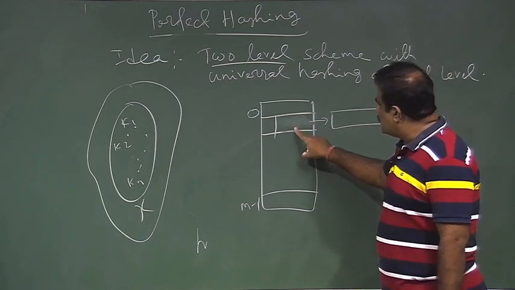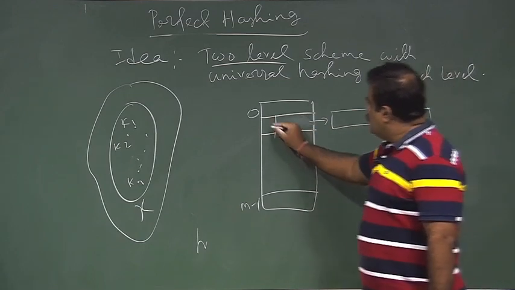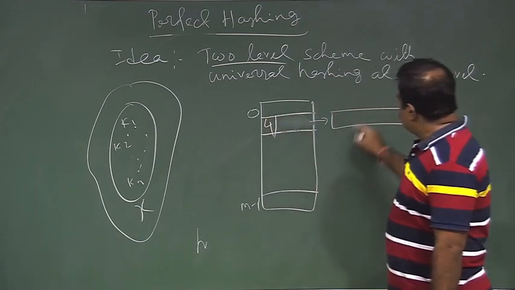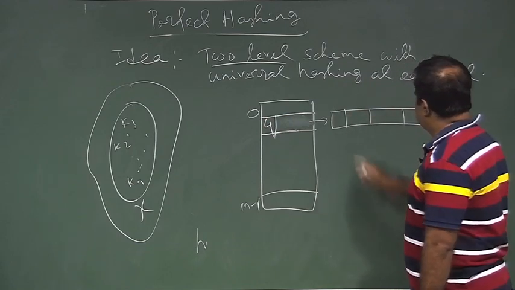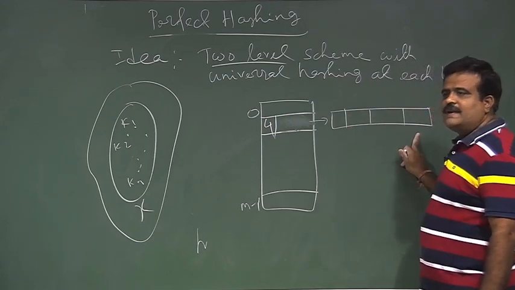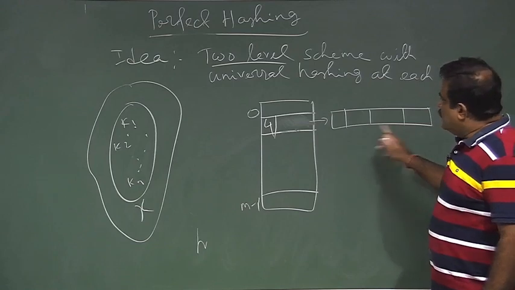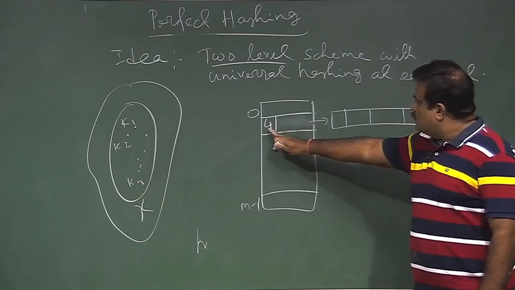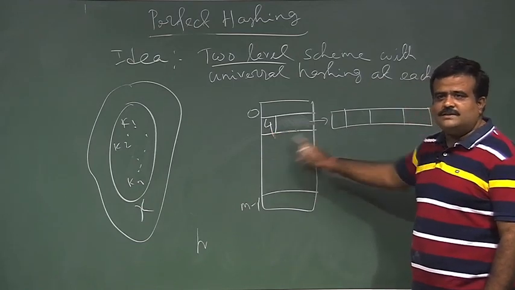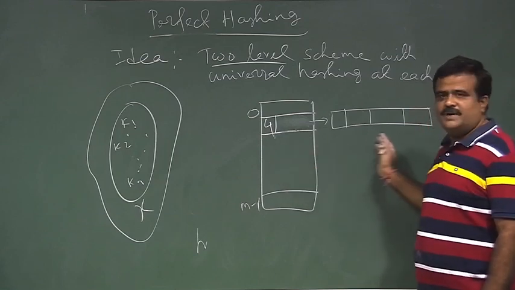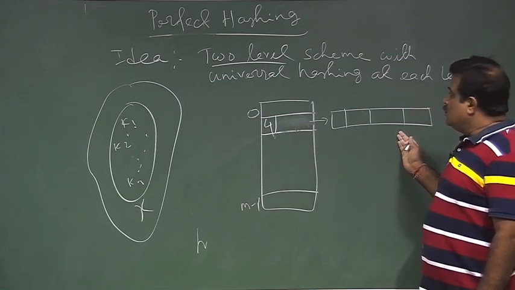Since two keys are colliding in this slot, we have four slots for the second level. So the second level table size is 4 for 2 keys. If it is 3 keys, it will be 9. If it is n_i keys, it will be n_i squared in the second level.